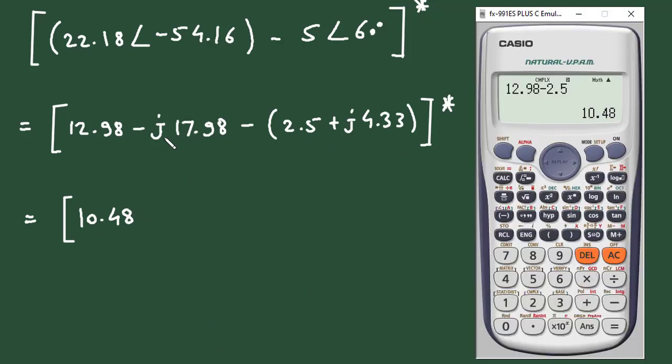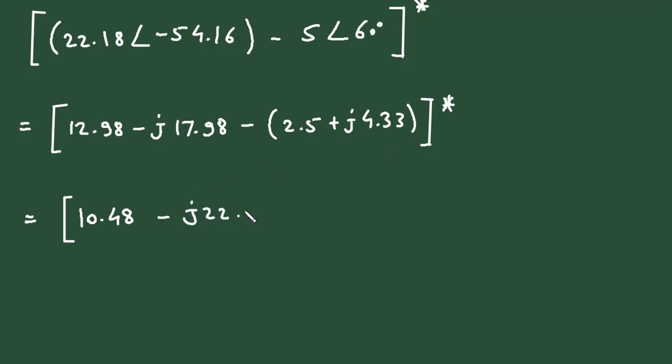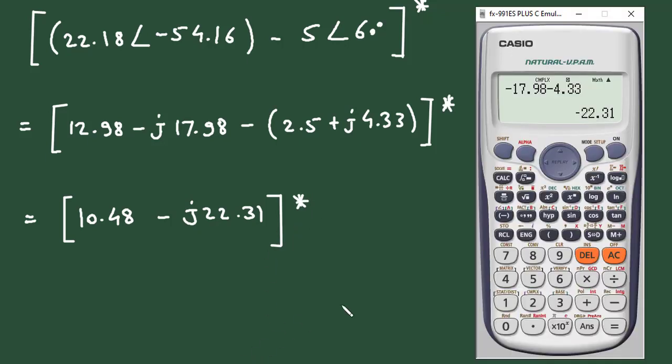10.48. Now the imaginary part: it is minus 17.98, minus 4.33, since the minus goes inside. So it is minus 22.31. So minus j22.31, square bracket close here, and the complex conjugate of this value.